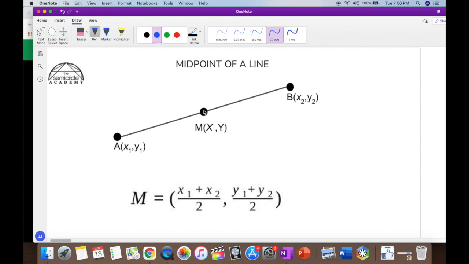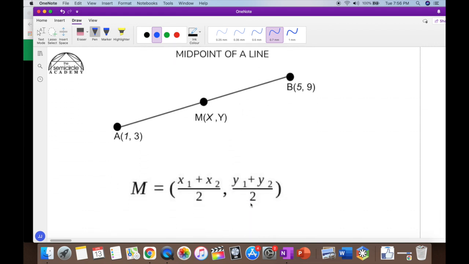So we have the midpoint here, and to find the x value, the midpoint is a coordinate. So to find the x coordinate is x1 plus x2, you add the x's divided by 2. To find the y coordinate, you add the y's divided by 2. And that's pretty much it, right?